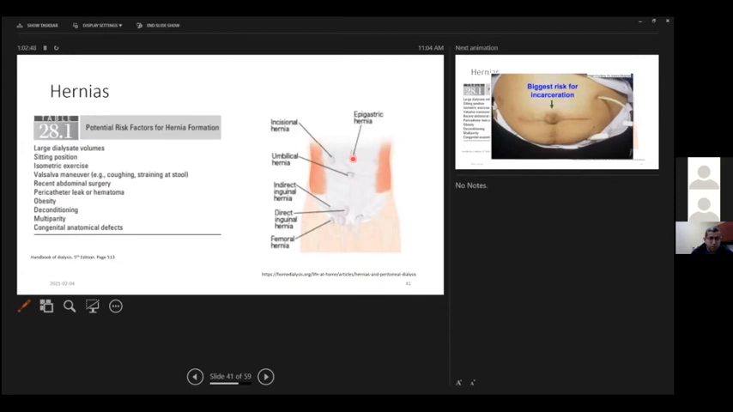You can get epigastric hernia, incisional hernia, umbilical hernia, inguinal hernia, which are direct and indirect, and you can get femoral hernias. These are hernias which are seen outside, my friends. There are hernias which come inside as well, and those are the ones which can be not known, and those will manifest only when PD is started, okay?